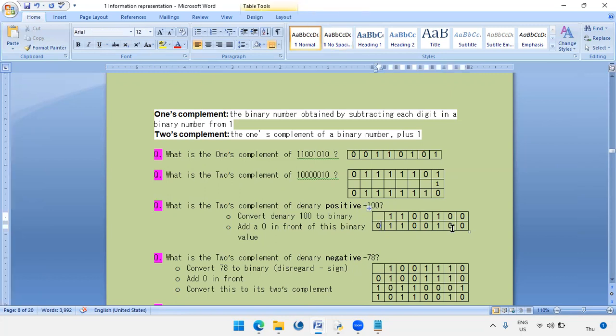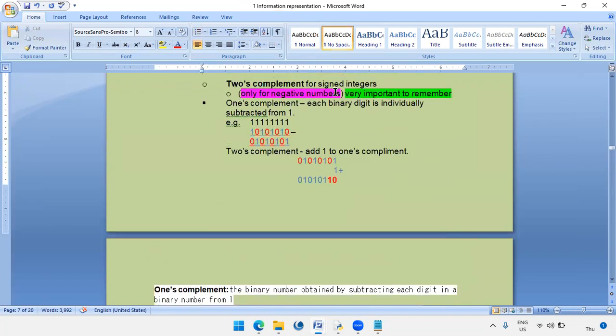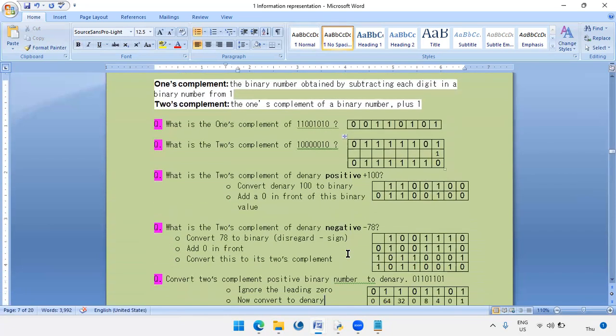What about the one's complement and all that? If you know the answer, you're good, memory is good. Otherwise, I told you to remember these two colors also, and I'll prove that you forget this. It is only for negative numbers. So you don't do any conversions for positive 100. Just the binary conversion and adding a 0 in front.